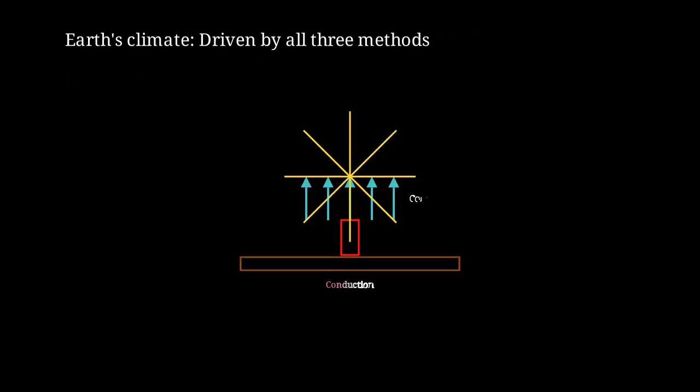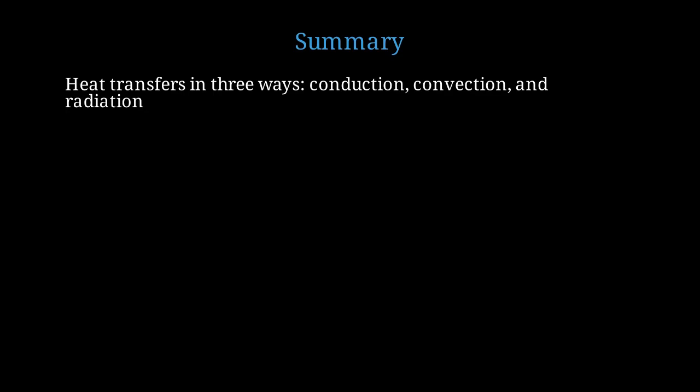This cooking pot demonstrates all three methods: conduction through the pot bottom, convection currents in the liquid, and radiation from the heat source below. Let's summarize what we've learned about heat transfer. Heat can transfer through three fundamental methods: conduction by direct contact, convection through fluid movement, and radiation via electromagnetic waves.